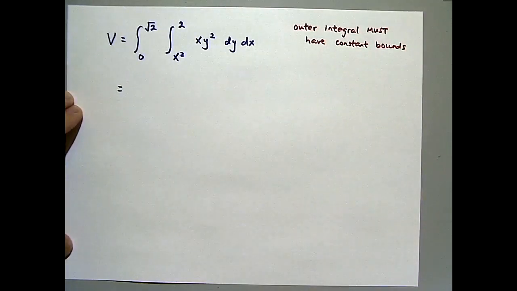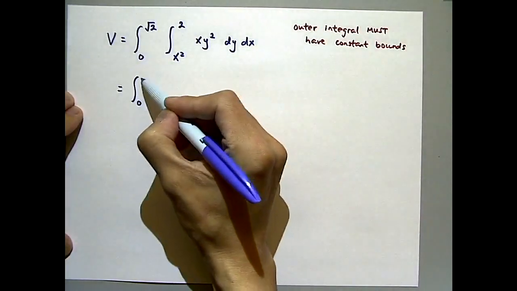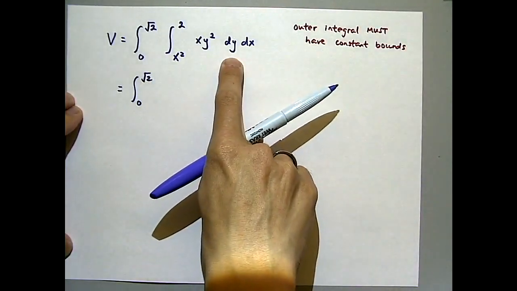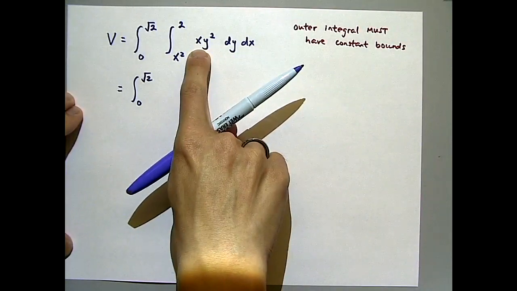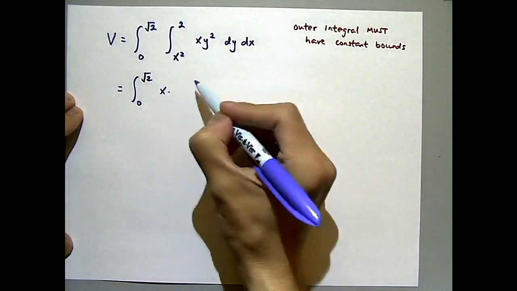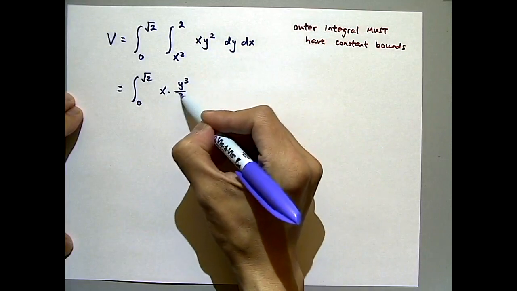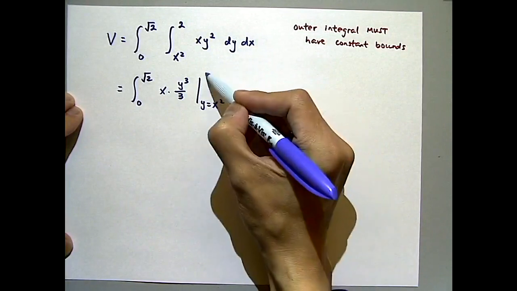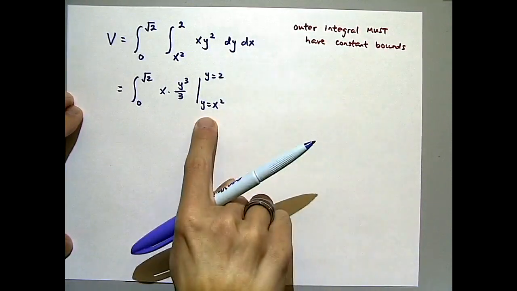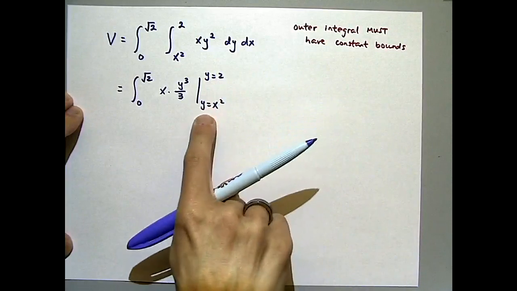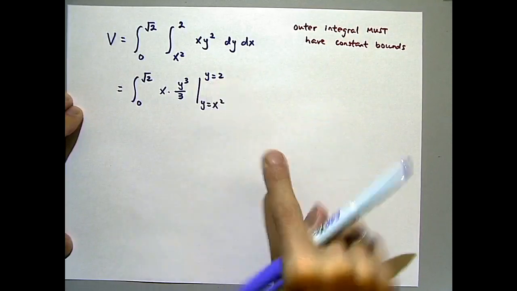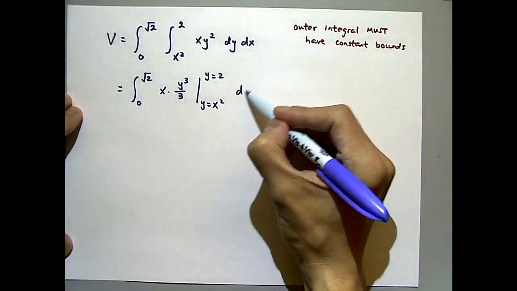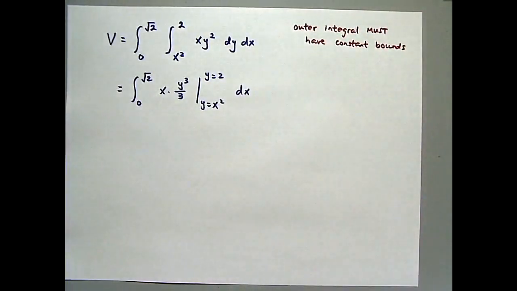Okay, once you got this set up, the rest of this is straightforward. We simply do the integration like we did last time. First one is with respect to y, so x is treated as a constant. So we get x times y cubed over 3, and y is going to go between x squared and 2. And once again, remember, it's really helpful if you write down y equals something, y equals something, instead of just x squared and 2. That way you won't get confused as to what you're substituting in for.